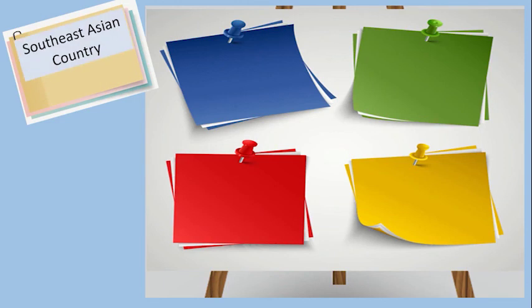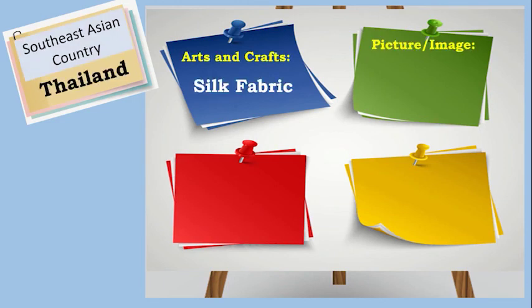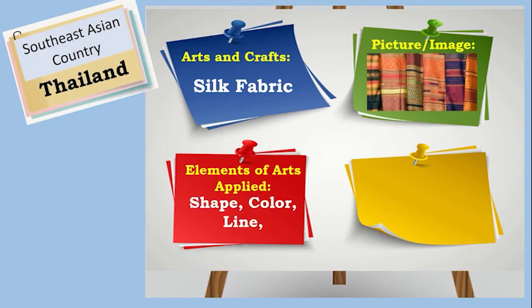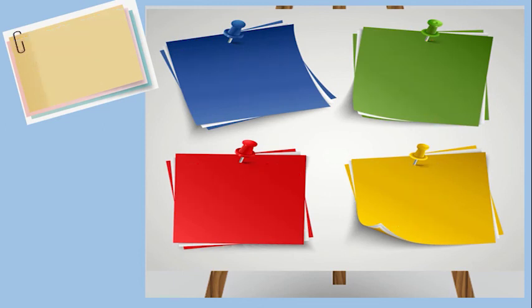Now let's take a look at Thailand. With Thailand, they are very famous with silk fabric. Here's an example. They were able to apply elements of art: shape, color, and line. And for the principles of design, they were able to apply pattern and contrast.